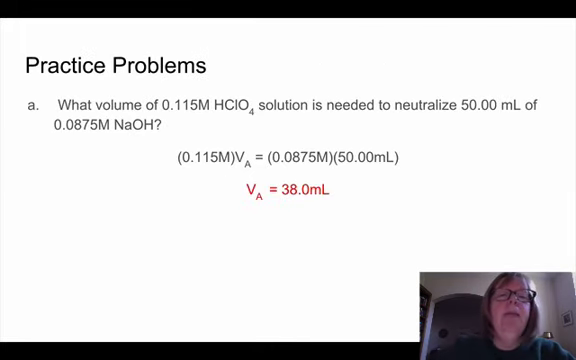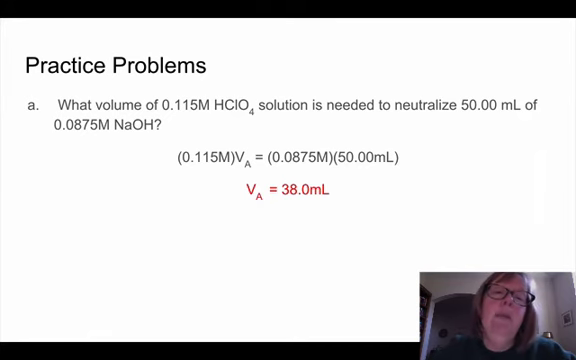All right, so this is what a typical problem would look like. What is the volume of 0.115 molar perchloric acid, I have no idea why you'd be using that, needed to neutralize 50 milliliters of 0.0875 molar sodium hydroxide. There's that word neutralize. That means that you are going to add equal moles of the base so that the pH of the solution would be neutral. So in other words, we're at our equivalence point. Our moles of our acid will equal our moles of our base.